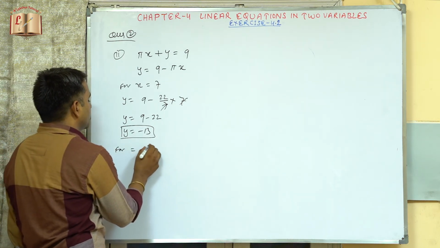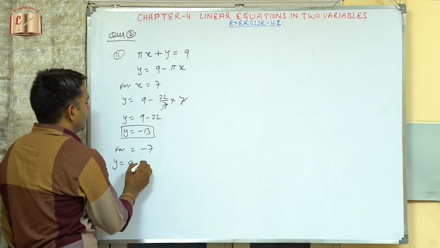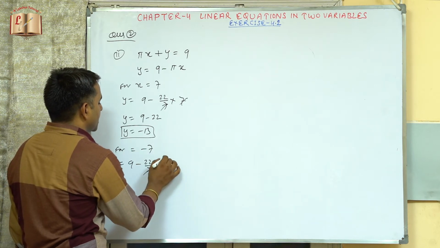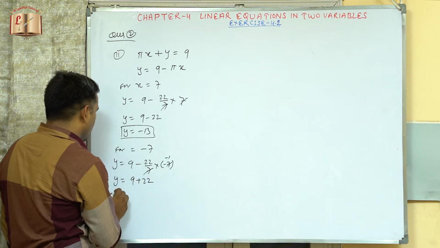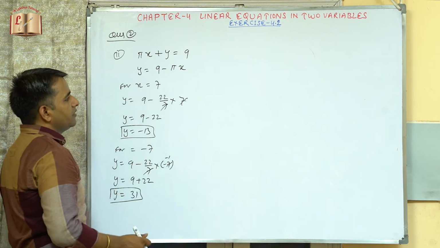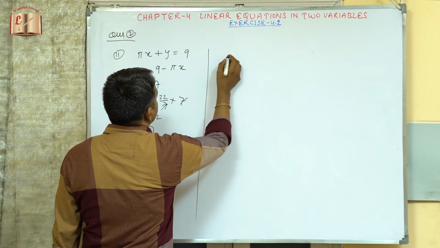Suppose for x equals minus 7, we can take up. So this will be y equals 9 minus 22 by 7 into minus 7. 7 cancel, this is minus 22. So y equals 9 plus 22 or y equals 31. So similarly, we can take up other values in the multiples of 7. That will be easier for the calculations actually.